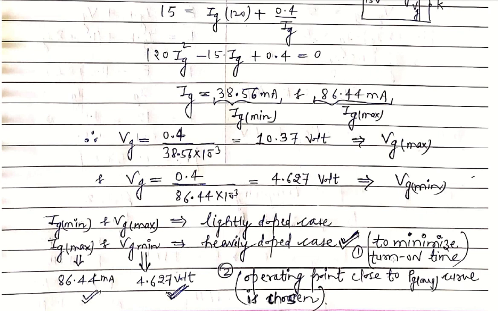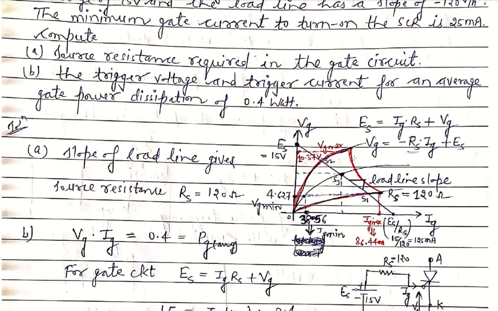As we know, to minimize the turn on time as well as to make the operating point nearest to the PG average curve, which is a rectangular hyperbola curve, we always make the operating point nearest to this curve. If we calculate the load line operating point on the x-axis, it is Es by Rs. Es is given as 15 and Rs is 120, so it is 125 milliampere.